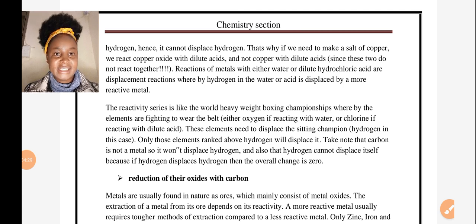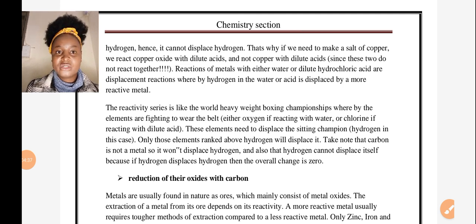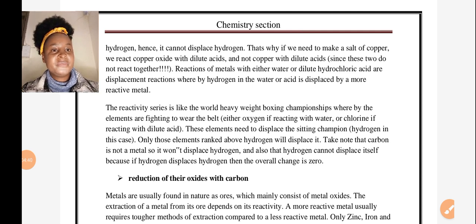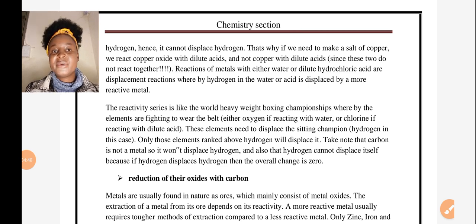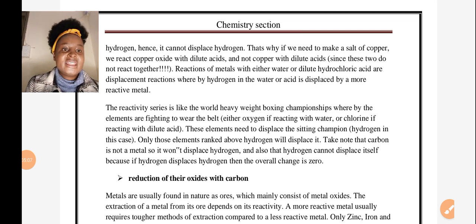So we are saying the reactivity series is like the world heavyweight boxing champions, whereby the elements are fighting to wear the belt. Either oxygen if reacting with water, or chlorine if reacting with dilute acids. So these elements need to displace the sitting champion. The sitting champion can be hydrogen in this case. Only those elements ranked above hydrogen will be able to displace it. So you must take note. We said carbon is not a metal, so it's not going to displace any hydrogen. And also hydrogen cannot displace itself, because if hydrogen displaces hydrogen, then the overall change is zero. There's no change at all.